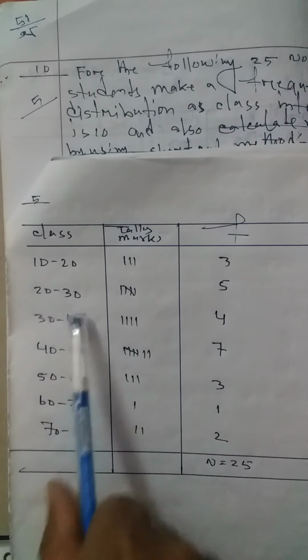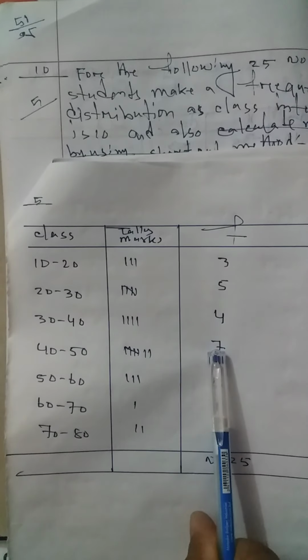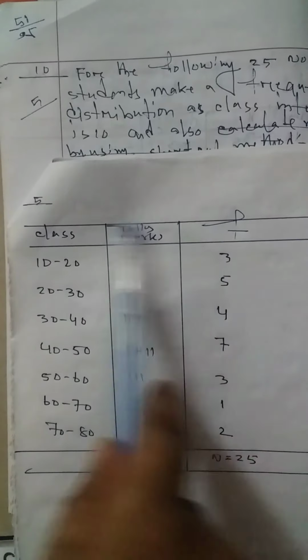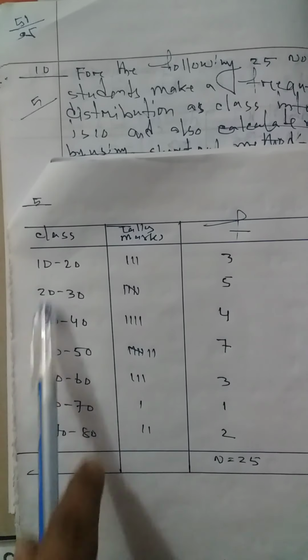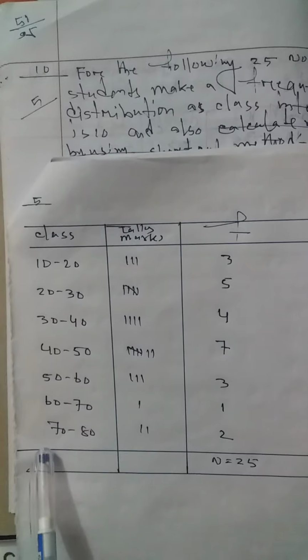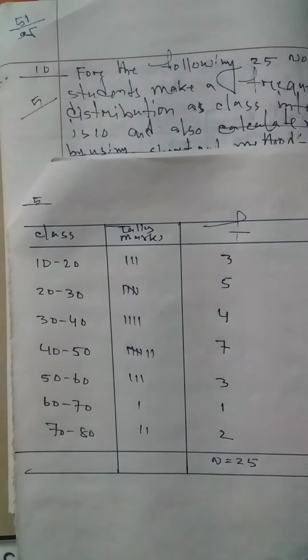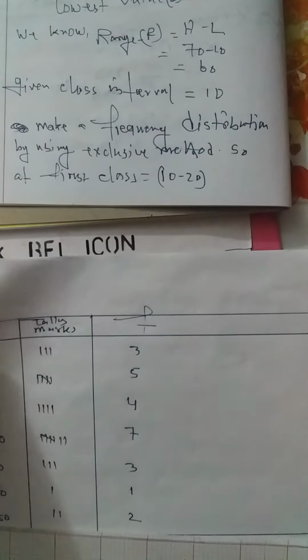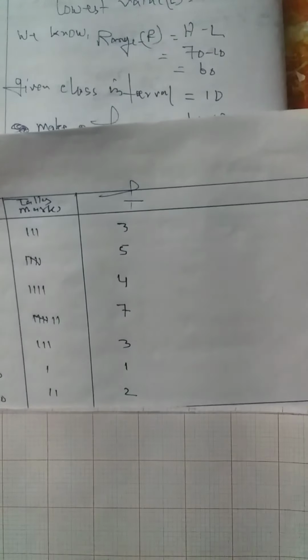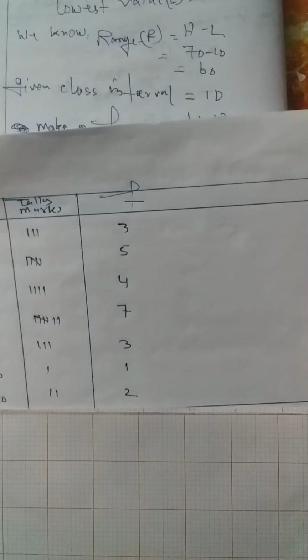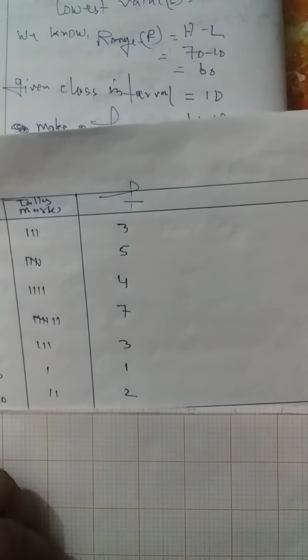Then the class, tally and frequency. This frequency distribution uses the exclusive method and equal class interval. Now we draw it the same way as before. Now draw the histogram for the frequency distribution, the same way.